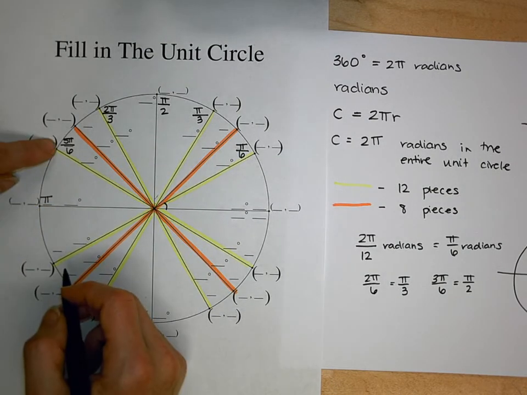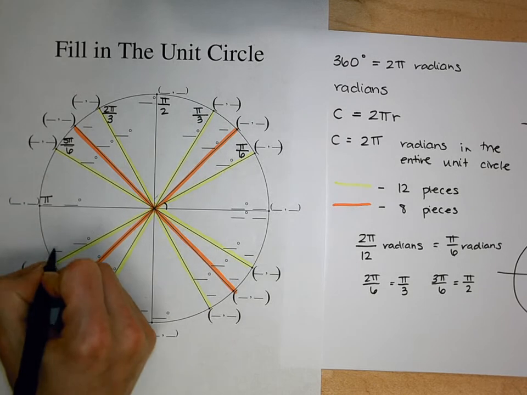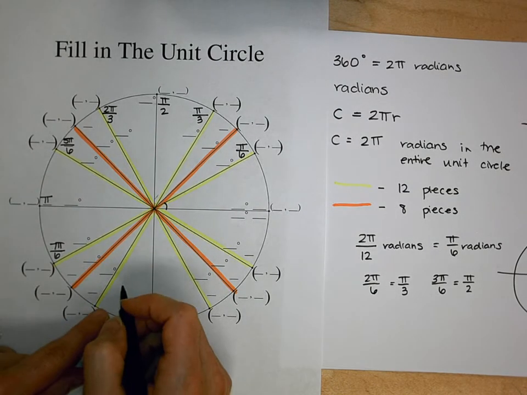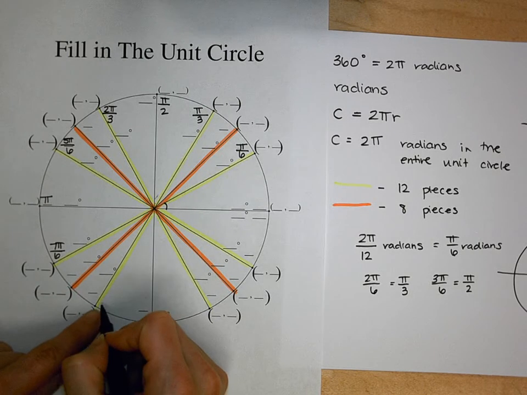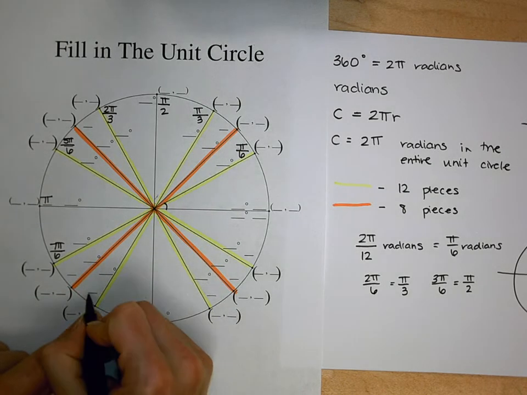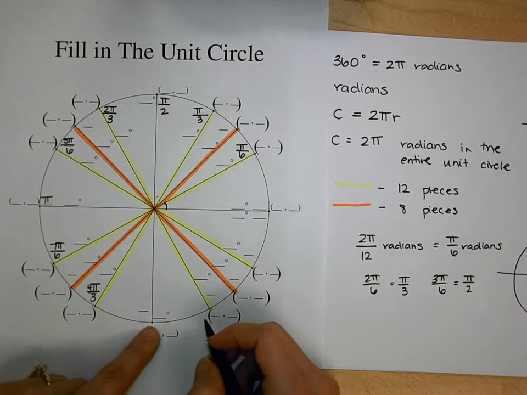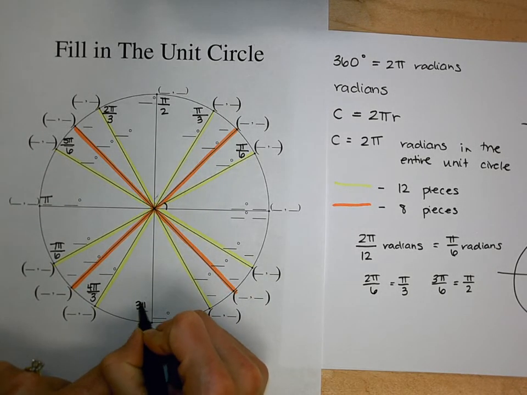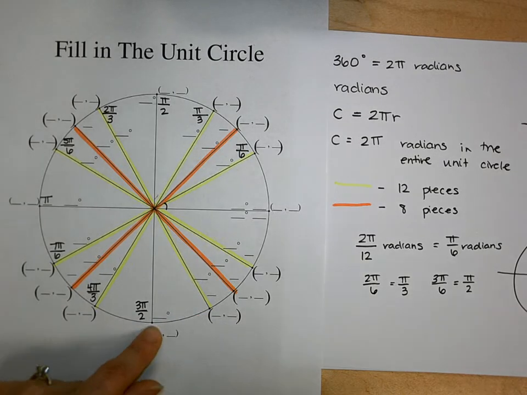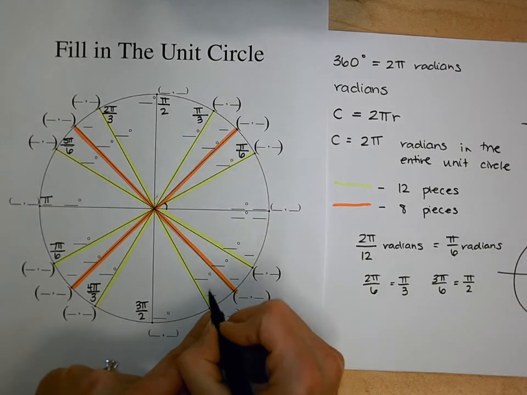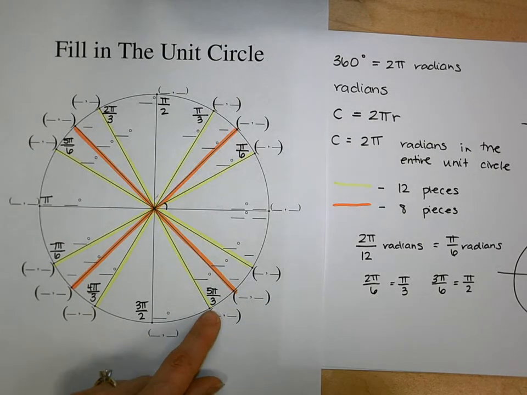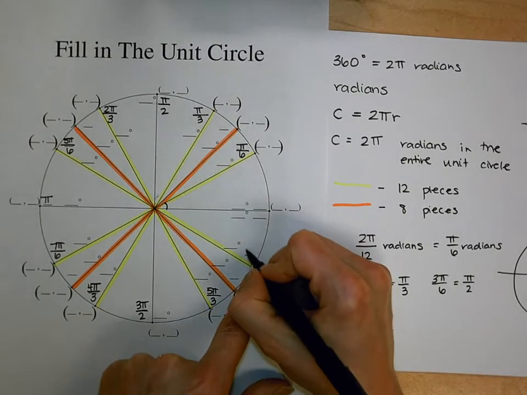Okay, so again, this was 6 pi over 6, 7 pi over 6, 8 pi over 6. Again, I'm just looking at the yellow ones. 8 pi over 6 simplifies to 4 pi over 3. This would be 9 pi over 6, which simplifies to 3 pi over 2. 10 pi over 6, or 5 pi over 3. So that was 10 pi over 6. 11 pi over 6.